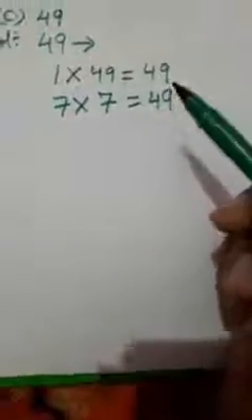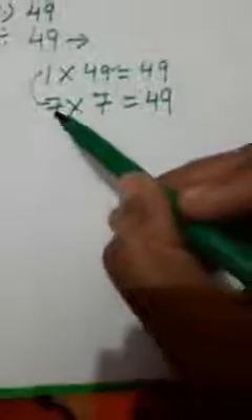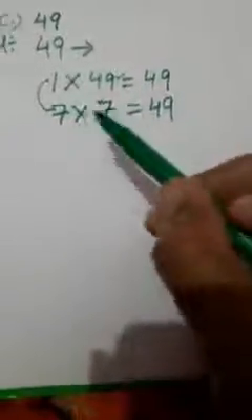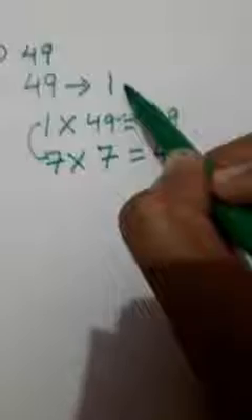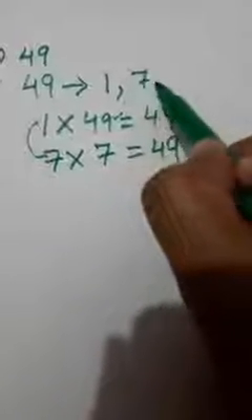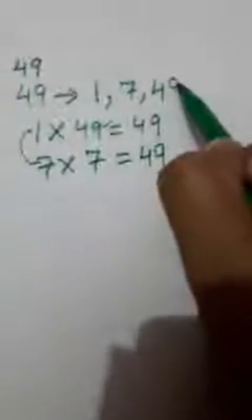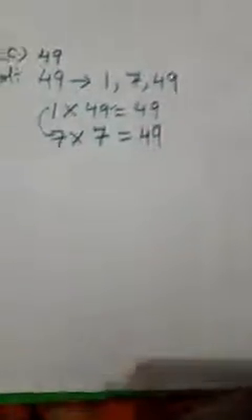We have got all the factors. The factors of 49 are 1, 7 and 49. We will not repeat any number. If it is coming 2 times, we write it 1 time only. So the factors of 49 are 1, 7 and 49. Only 3 factors 49 has. So like this we can find out the factors of any number.